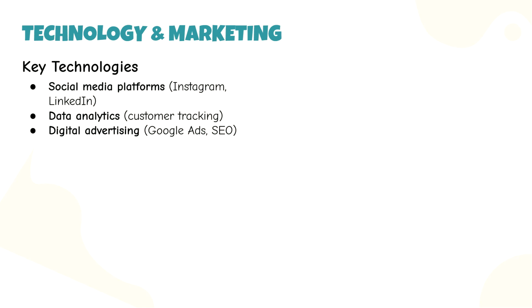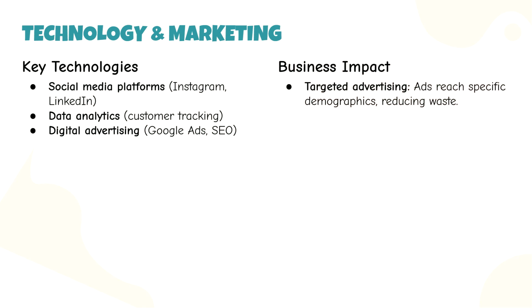Now, some other forms of marketing would be digital advertising, such as Google Ads that you see online, and SEO. How does this impact the business? Now, targeted advertising is where ads reach the specific demographics that you need, therefore reducing waste.